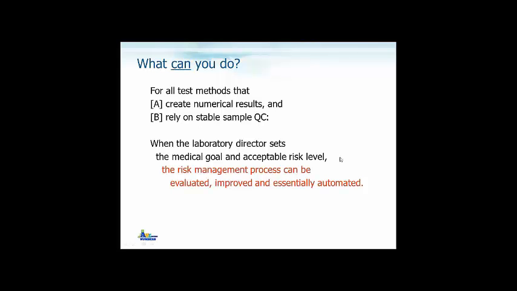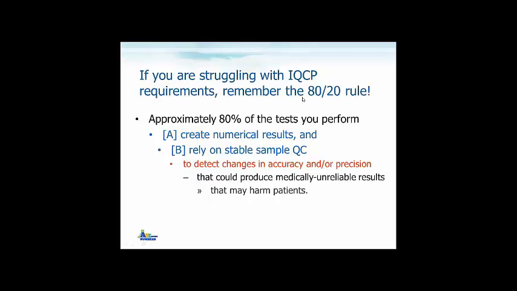What can you do? Well, for all tests that create numerical results and rely on stable sample QC, when the lab director sets the medical goal and acceptable risk level, the risk management process can be evaluated, improved, and essentially automated if you have those numbers. So remember the 80-20 rule. I guessed at this, but I think about 80% of the tests we perform create numerical results, rely on stable sample QC to detect changes in accuracy or precision that could produce medically unreliable results that harm patients. Those are the ones we're talking about today.